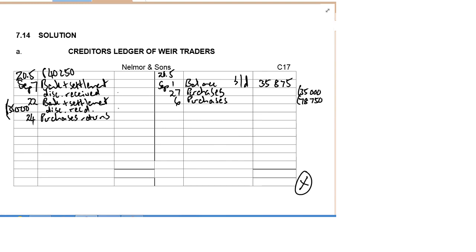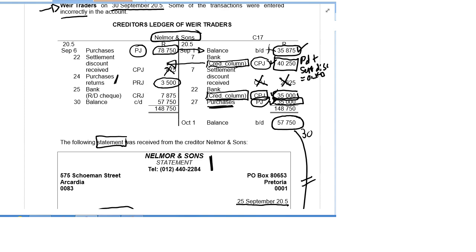Sorry, I'm looking at the purchases returns. Yes, it's 3,500. So at the moment, I'm just going to write the 3,500 there because I'm going to check if anything changes that amount in the additional information. So I've put that 3,500. I've made a note that that must go to the debit of the creditor's account.